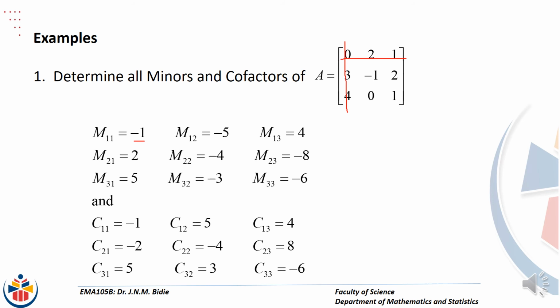Remember, for the cofactors, we use the formula. If it's C11, it will be M11 multiplied by negative 1 to the power 1 plus 1. So M12 will be multiplied by negative 1 to the power 1 plus 2 to get the cofactor C12.